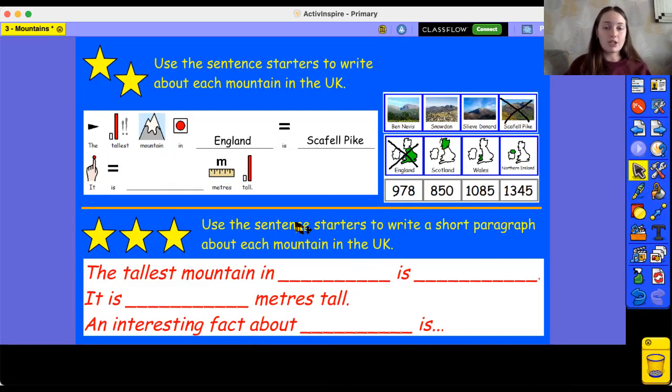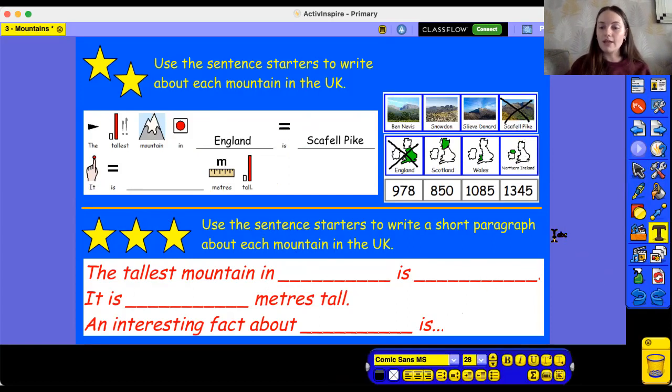Then the 3-star challenge. You're using this sentence starter to write a short paragraph about each mountain in the UK. So it's very similar to the 2-star challenge, but you don't have the communicating print to help you. But you can use the word mat to help you if you would like to. The tallest mountain in is. So same again. The tallest mountain in England is Scafell Pike.